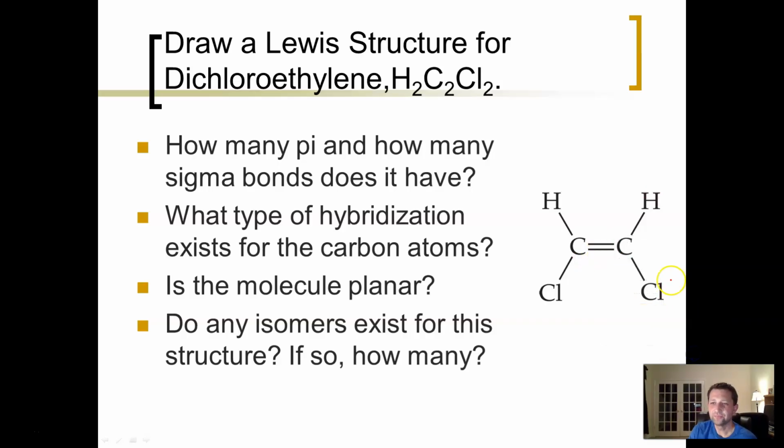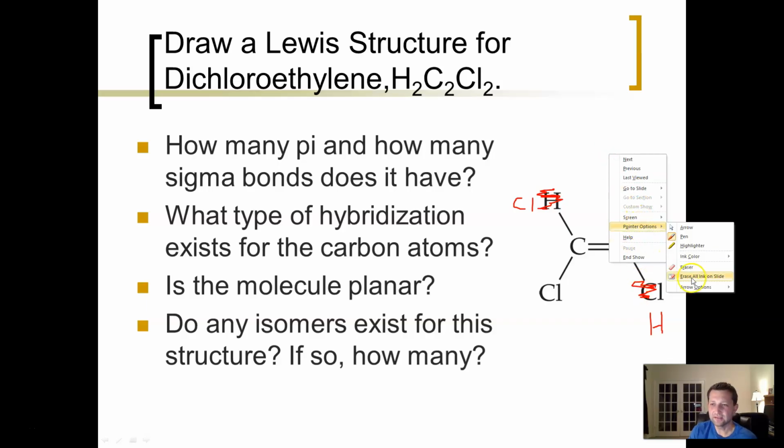Another thing you can do is bump this chlorine over here, move it here where this hydrogen is. So let's do that. So we could bump that chlorine over here, bump this hydrogen over here. Okay, so you can also have the two chlorines on the same carbon and the two hydrogens on the same carbon. That's another isomer.